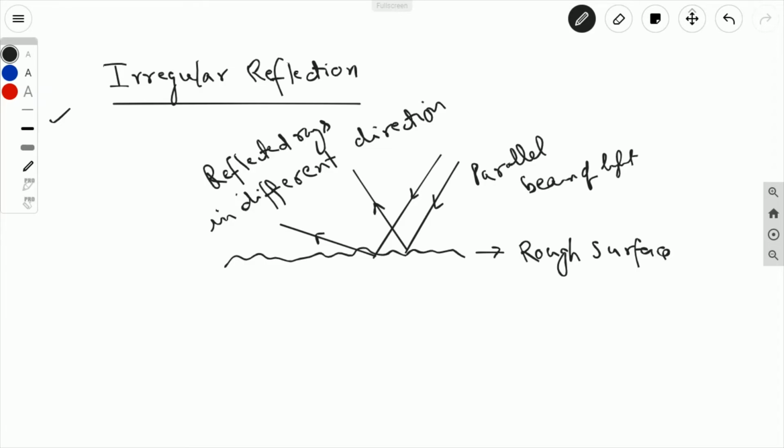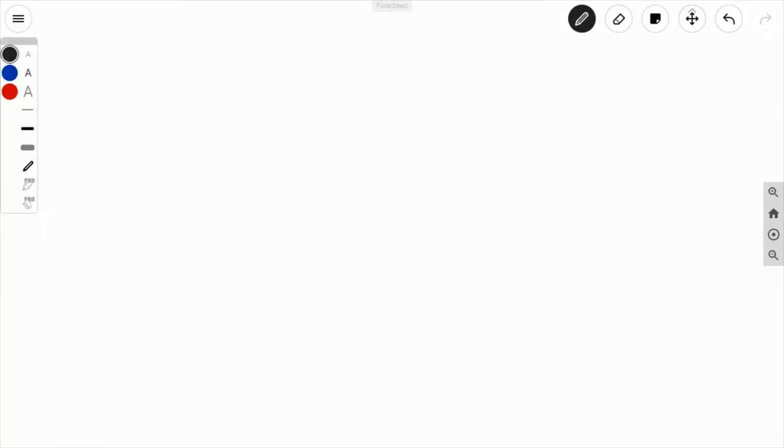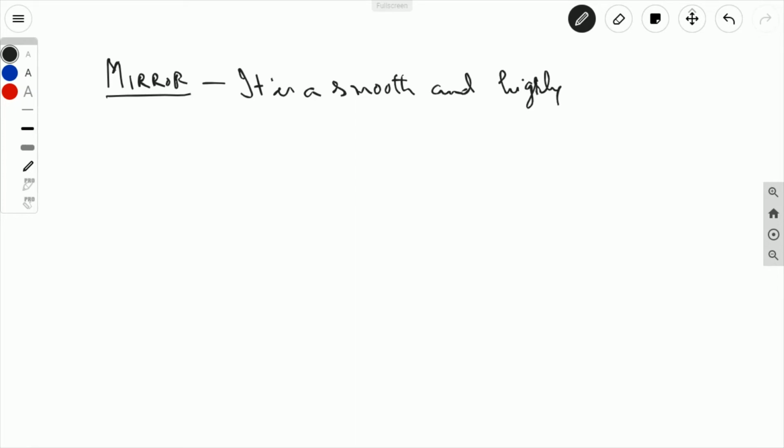Then after regular and irregular reflection, we will go to a few terms now. So now let me clear it. We will go to the very important terms associated with reflection of light. Here we want to discuss the mirror. What is a mirror and how many types of mirror do we have? A mirror is a smooth and highly polished reflecting surface.